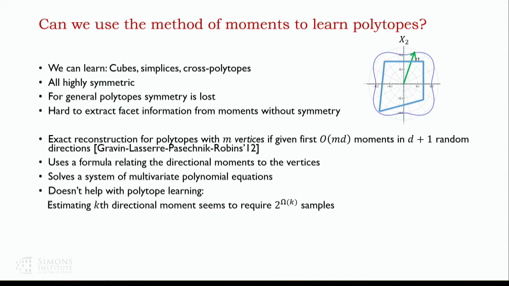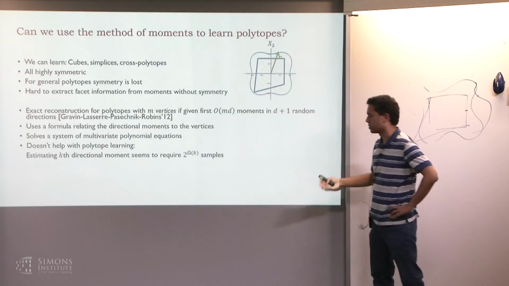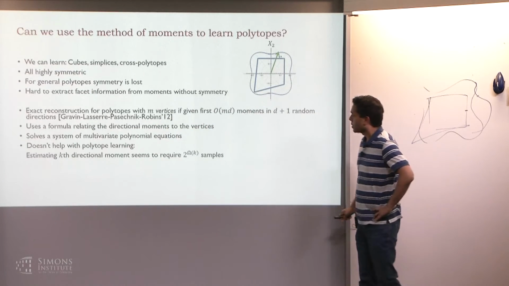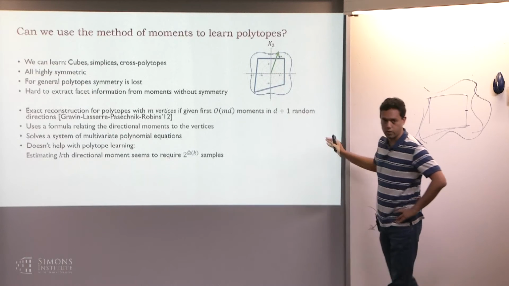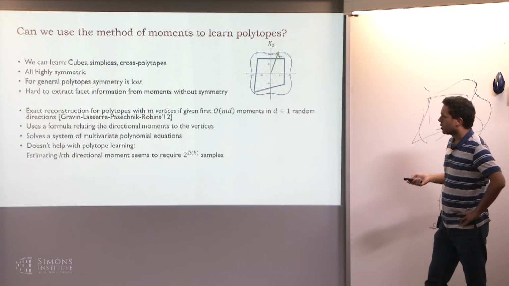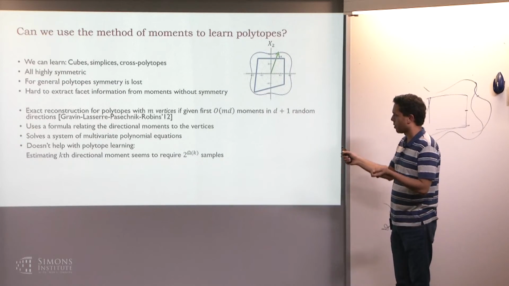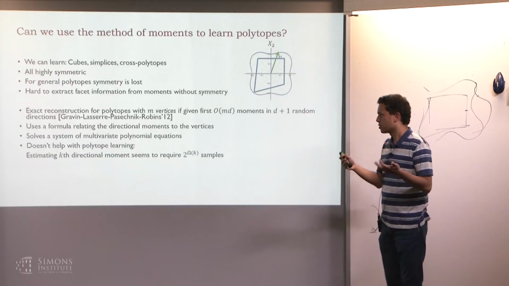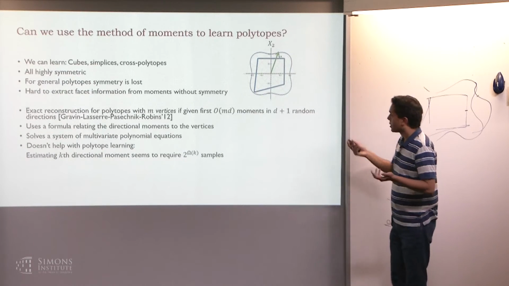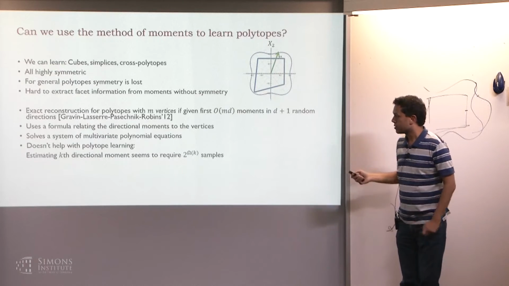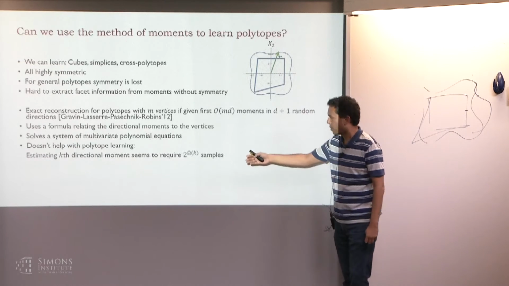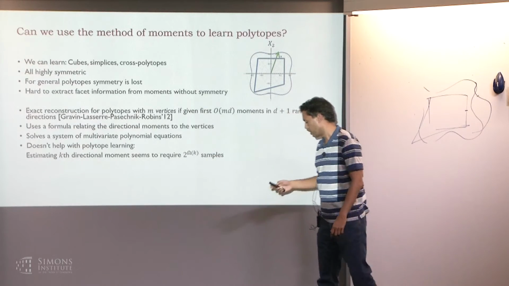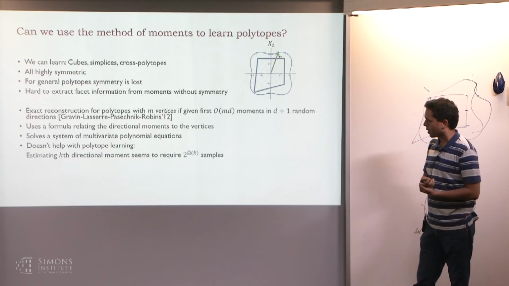But let me mention this result, which is exact reconstruction of polytopes. Now this is for M vertices, not M facets. But this class also has small VC dimension, so it's learnable. And this can be done with the first MD moments in D+1 random directions. This uses a formula that relates directional moments to the vertices. It does not use optimization of polynomials or tensor decomposition; it solves a system of polynomial equations, but it doesn't help with our problem because it uses very high degree moments. And to compute the kth directional moment, the degree k moment, it seems that we need at least 2 to the omega of k samples. So this result is not helpful for our problem.